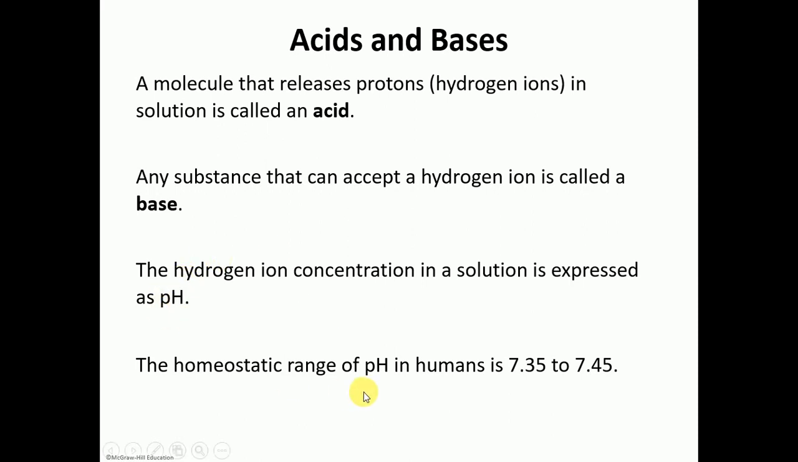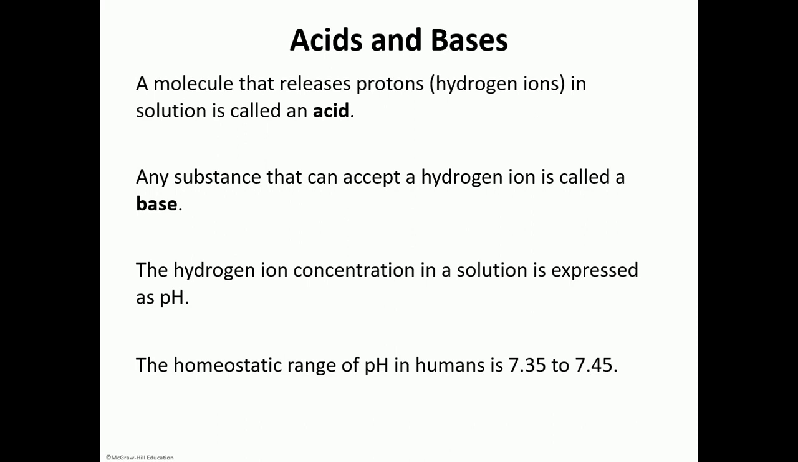The range of pH in humans is 7.35 to 7.45. So the pH scale is from 0 to 14, where neutral is right in the middle, which is distilled water, at 7. Any number below 7 would be acidic. Any number between 7 and 14, so higher than 7, would be alkaline. The normal range of pH in humans is 7.35 to 7.45. So our bloodstream tends to be a little bit on the alkaline side.